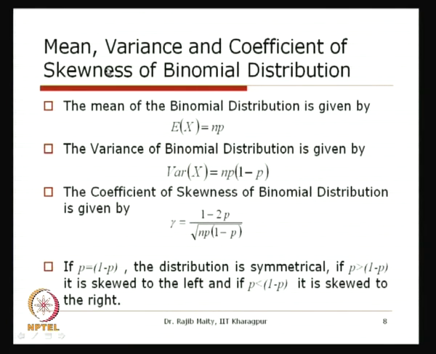Now, if we see the different moments of this distribution, which we discussed in the last class: the first moment, that is the mean of the binomial distribution, is given by np. The variance of the binomial distribution is given by np times (1 minus p), and the coefficient of skewness of the binomial distribution is given by gamma, which equals (1 minus 2p) divided by the square root of np multiplied by (1 minus p).